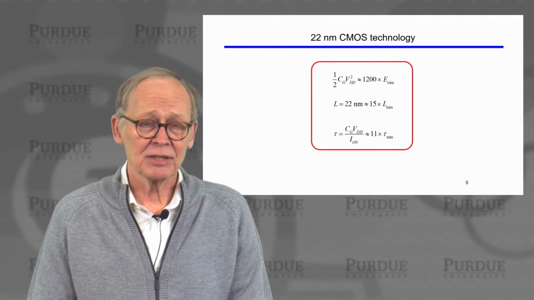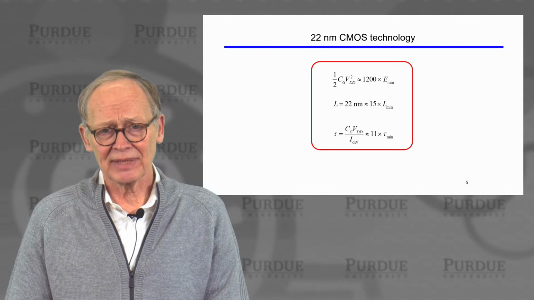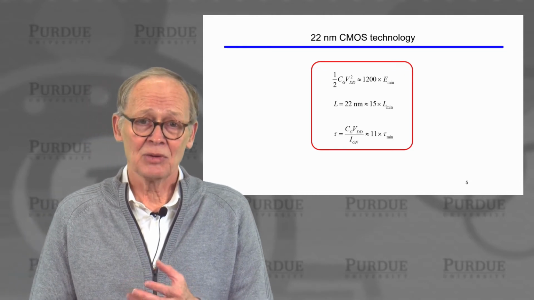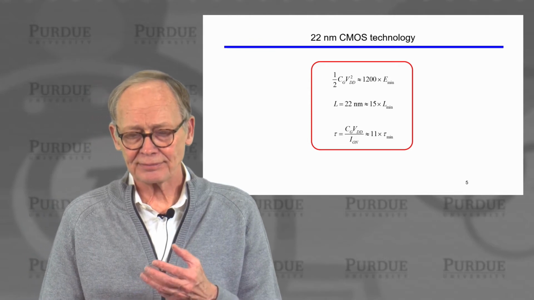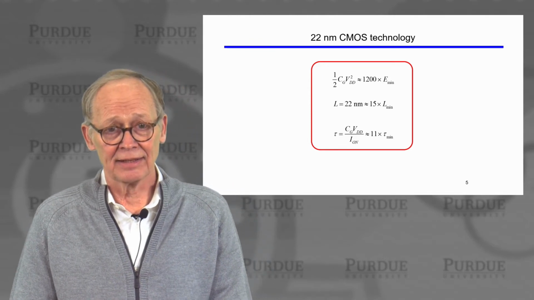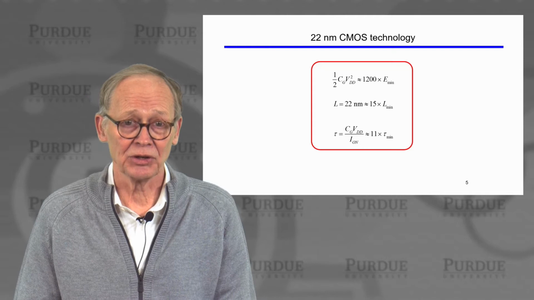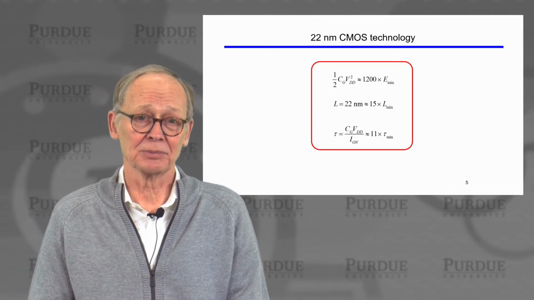In terms of energy, we're still a long ways from that. Part of the reason there is that we need to use larger voltages and dissipate more energy than is fundamentally necessary because we need noise margins. We need circuits that operate in the presence of noise.